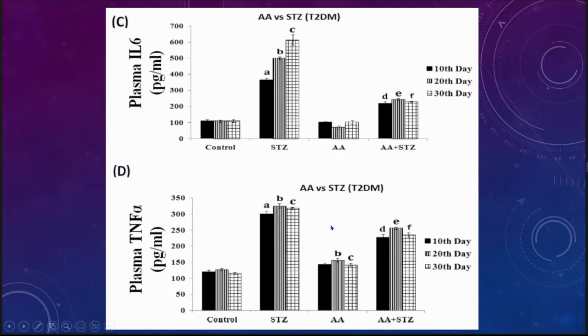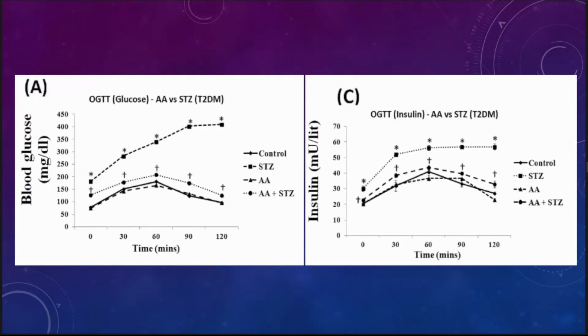This is a slide showing, as I was telling you, the plasma interleukin 6 levels and TNF-alpha levels, and you find that both levels are decreased compared to the STZ-treated animals, suggesting that the arachidonic acid treatment can reduce the inflammatory molecule levels and so reduce the insulin resistance.